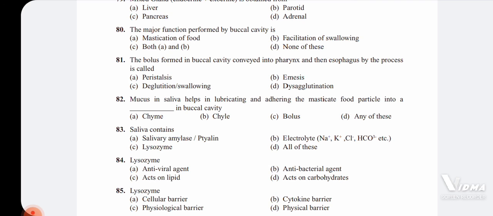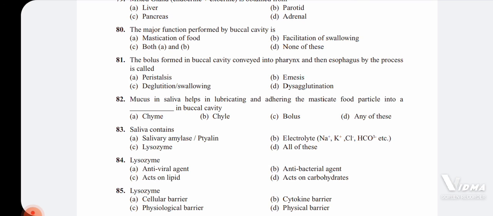83rd question. Saliva contains the salivary enzyme, which is also called ptyalin. Then it consists of one more enzyme which is considered an antibacterial agent, that is called lysozyme, and there are electrolytes also. So all the options A, B, C are correct, which are present in the saliva. So 83rd question, the answer is option D, that is all of these.